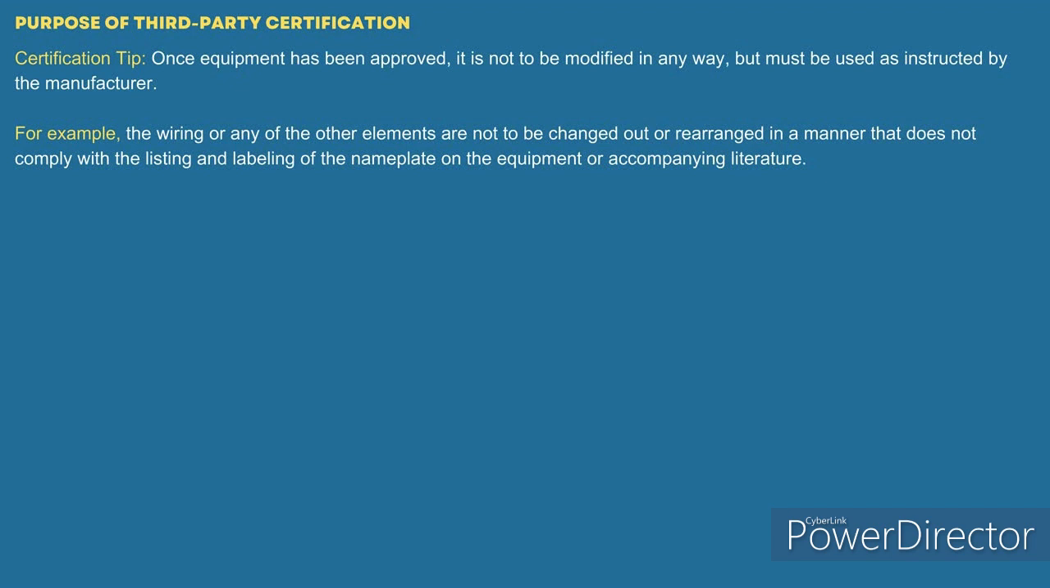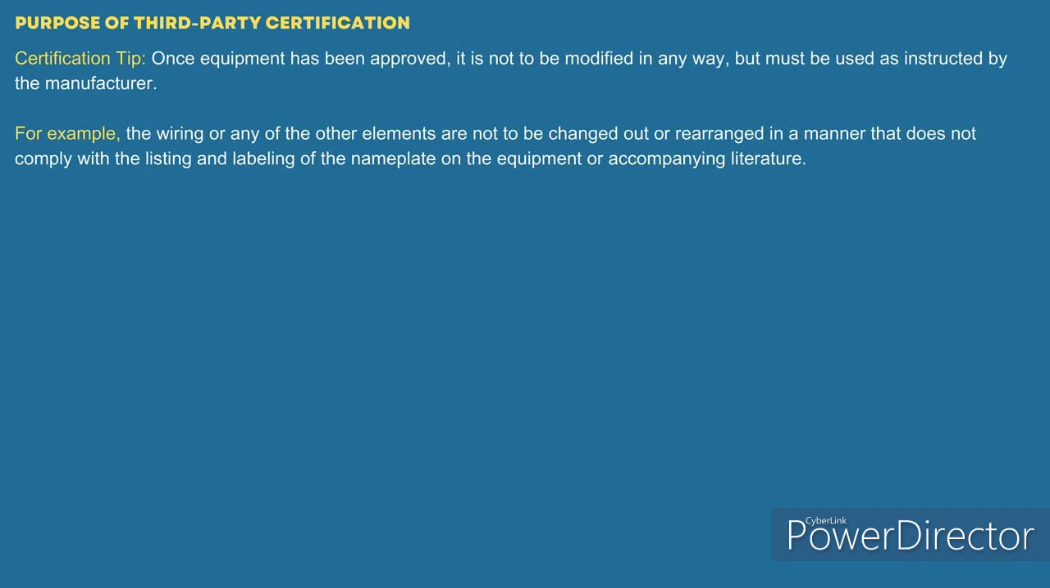Let me move on just a little bit here. I did put a certification tip in here, and these are things that we put in here that we want people to pay attention to. So once equipment has been approved, it is not to be modified in any way. It must be used as instructed by who? The manufacturer. And that ties into what you just said. If the manufacturer says if it's hardwired, no GFCI protection, it has gone through the rigorous UL testing and labeling in order to get that certification for its listing and labeling.